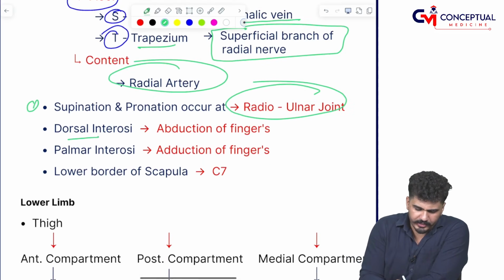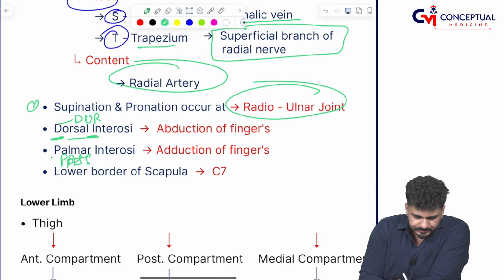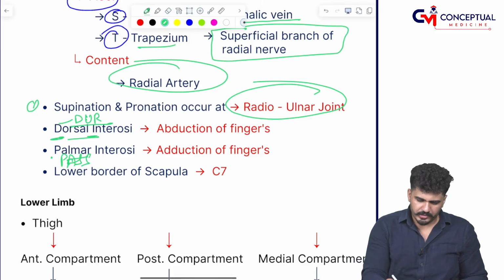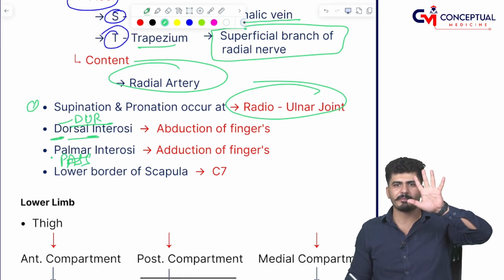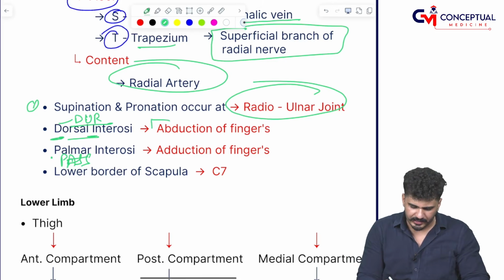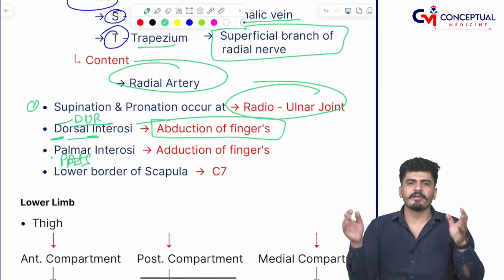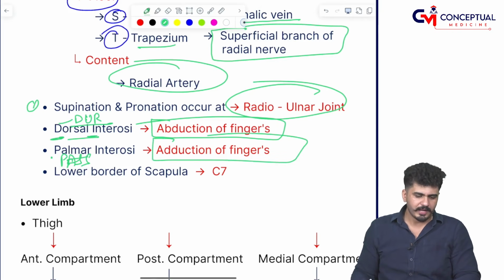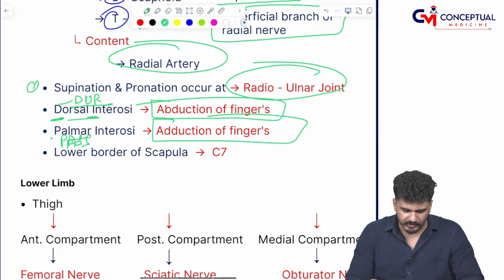Now dorsal interossei and palmar interossei. D for dorsal, D for dur. P for palmar, P for pass. Okay? Dur and pass, like this you remember. So dur means taking away, meaning it abducts the finger. The work of abducting the finger is done by the dorsal interossei. The work of bringing the finger near, that is adduction of the finger, is done by the palmar interossei. That is palmar interossei.